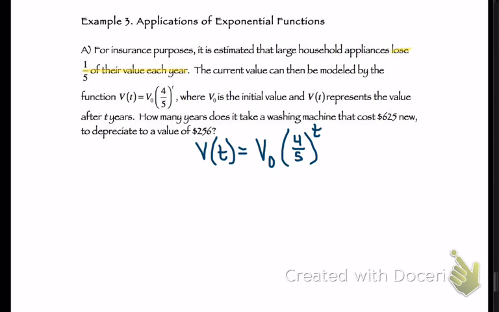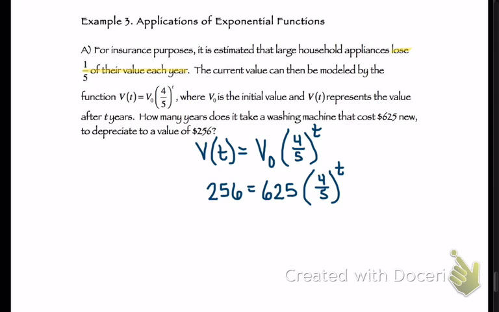I asked you, look at the question, how many years does it take a washing machine that costs $625 new to depreciate to a value of $256? Obviously, the 625 goes in for V sub 0. That's the cost new. I asked you how long does it take to depreciate to a value of 256. That obviously goes in V of t. So plug that stuff in here. What happens? I have absolutely no idea. This is what you should be saying. I obviously know how to solve this algebraically, but you should be saying to yourself, I have absolutely no idea how to solve this algebraically right now.